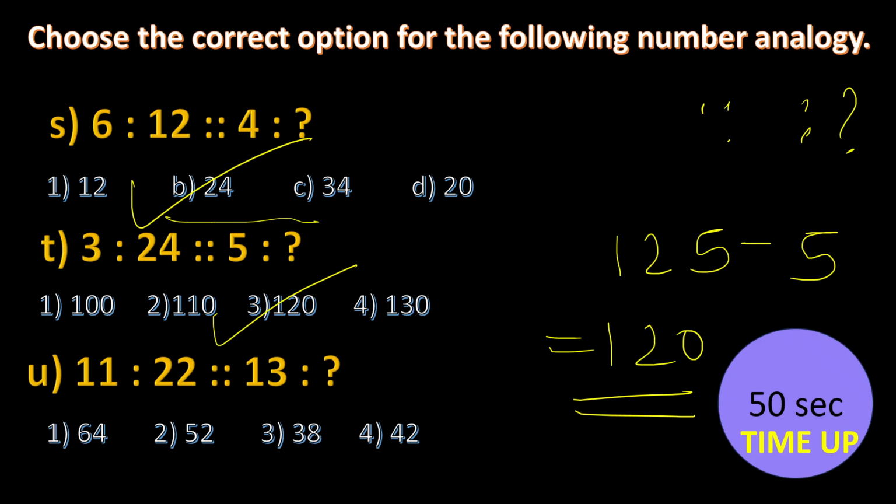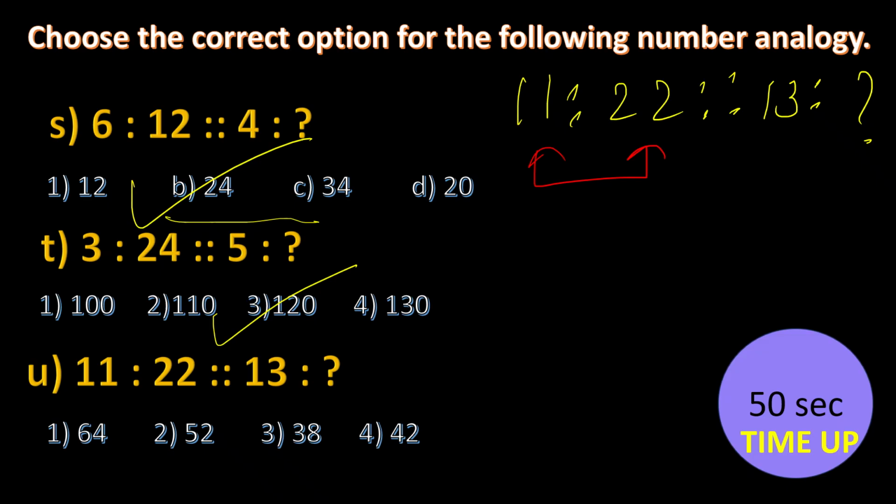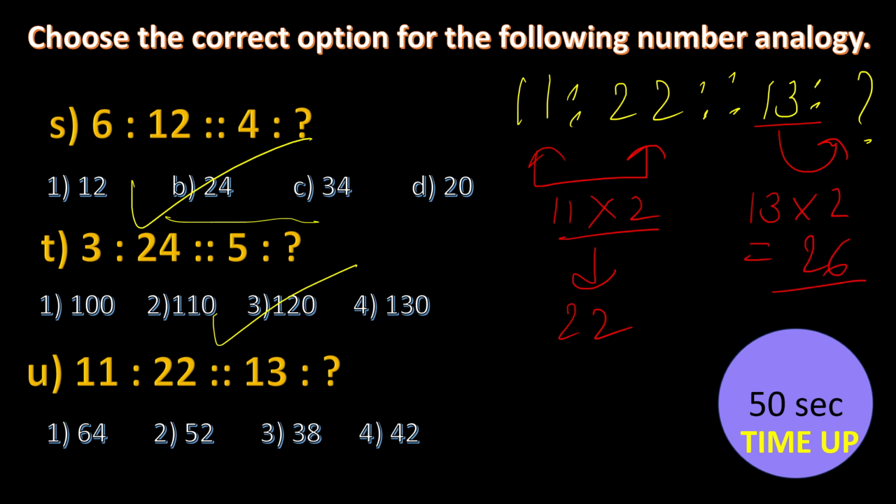11 is to 22 is there. 13 is to what? Okay. So here you will think that this is basically multiplication, because 11 twos are 22. Similarly, you will apply for this, 13 twos are 26. But is 26 there in the options? No. So that logic won't work.